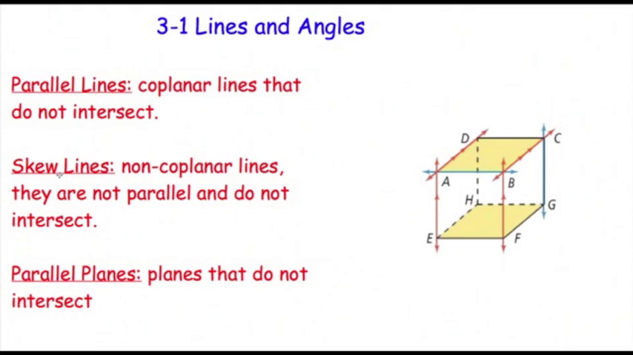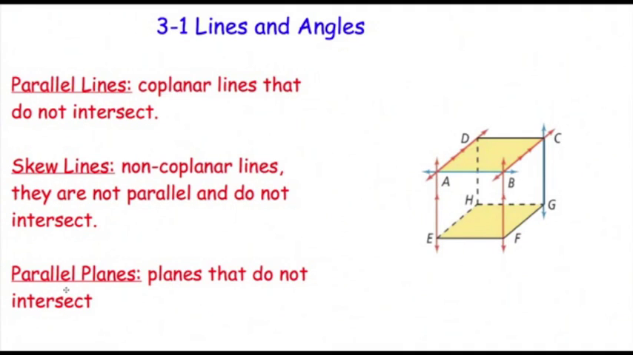Well, those are called skew lines. And those are non-coplanar lines. They're not parallel and they do not intersect. So since they are not in the same plane and they don't intersect at all, then they're skew. Now take a look at this, AD and AE. Again, they're not in the same plane. They share a point though, don't they? One point is in common, so they're not skew, okay?